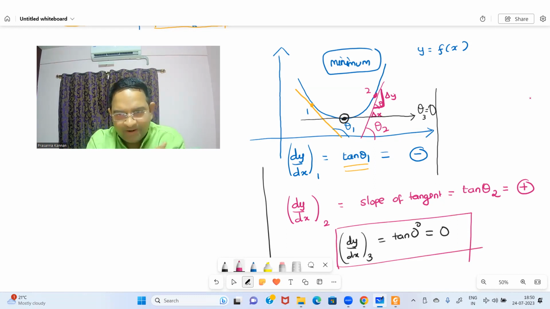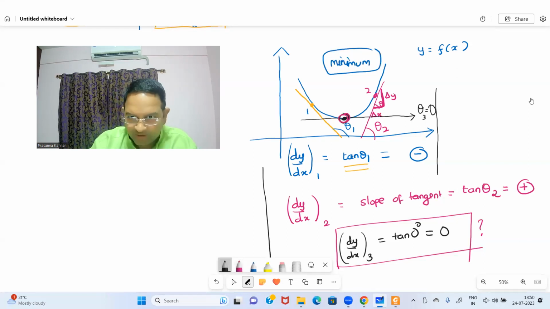What have we got dy by dx as? Tan theta, right? If this point, I'm talking only about this point now, what is my tan theta? Not negative, guys. I'm talking about this point, which is at the center here, the minimum point. At that point, I'm drawing a tangent. Tangent, how is it?